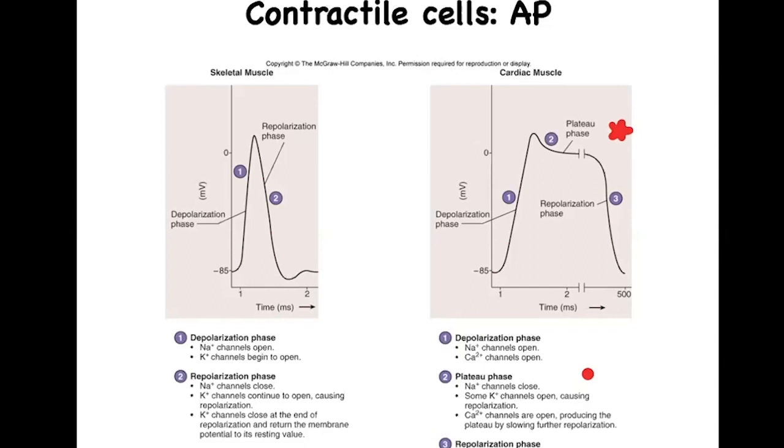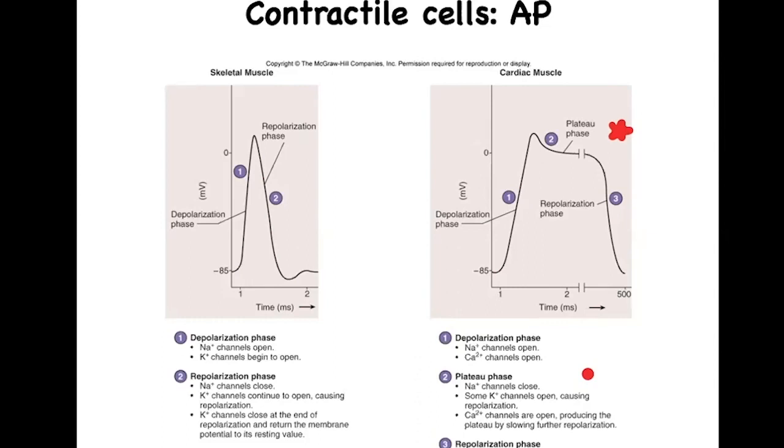So depolarization, number one, is due to sodium influx. So the sodium voltage gated channels are open at this point. And repolarization is due to voltage gated potassium channels being open and potassium leaving or exiting the cell. And this is an efflux of potassium.